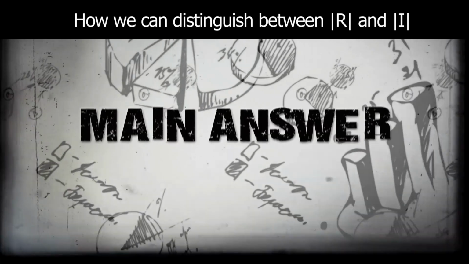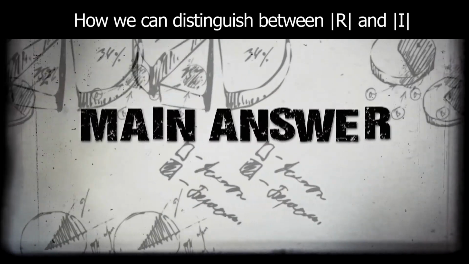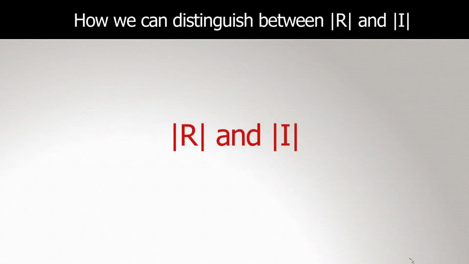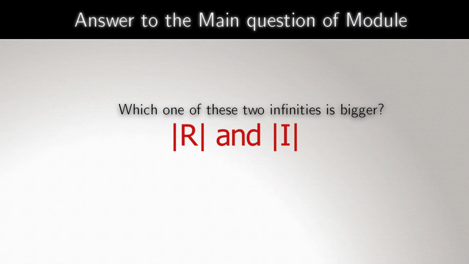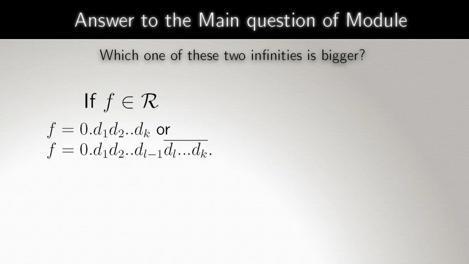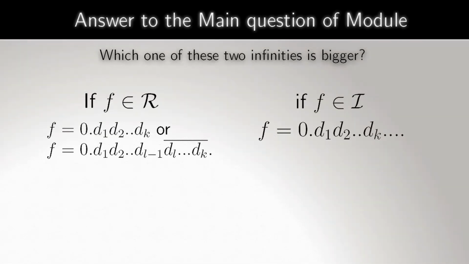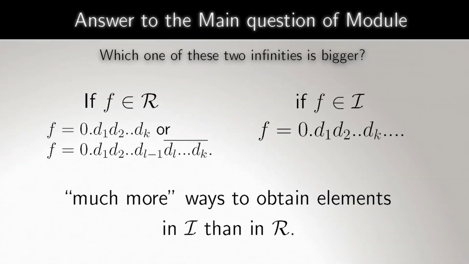We're going to examine now how we can distinguish between these two infinities, the infinities of each of the sets R and I. Which one of these two infinities is bigger? If f is a rational number, then f is one of these two forms. While if f is irrational, then f has an infinite representation with no specific pattern. Hence, you can guess that there are many more ways to obtain elements in I than elements in R.